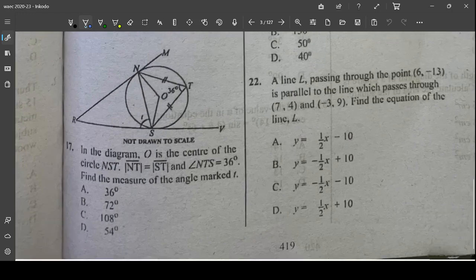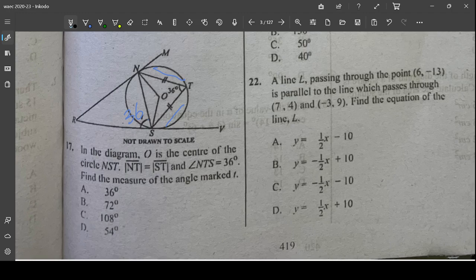We are given a diagram, although not drawn to scale. We are told that O is the center of the circle NST, and that the lines NT, from here to here, and ST are equal. All right. So if angle NTS is 36, we are told to find this angle marked T. So how do I go about that? Now, without solving, I know that the answer for T is going to be 36 degrees as well.